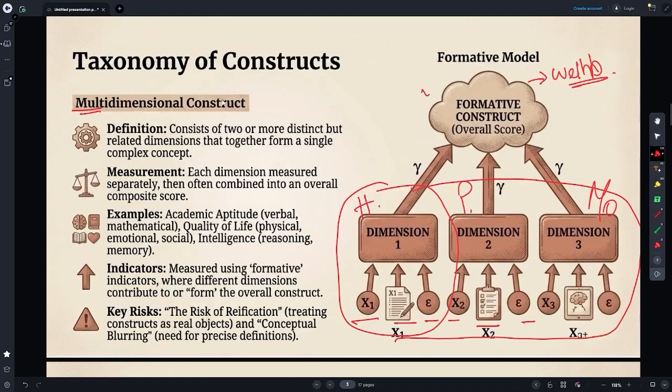which are forming this higher order construct or concept, then we are going to call this a formative model. How can you understand which is formative and which is reflective? Just look at the pointers. It is pointing to a higher order construct. And multidimensional means when we have multiple constructs forming a higher order construct. Read the example and you will understand. Academic aptitude such as verbal and mathematical, quality of life that involves physical, emotional, social benefit, intelligence, reasoning and memory.